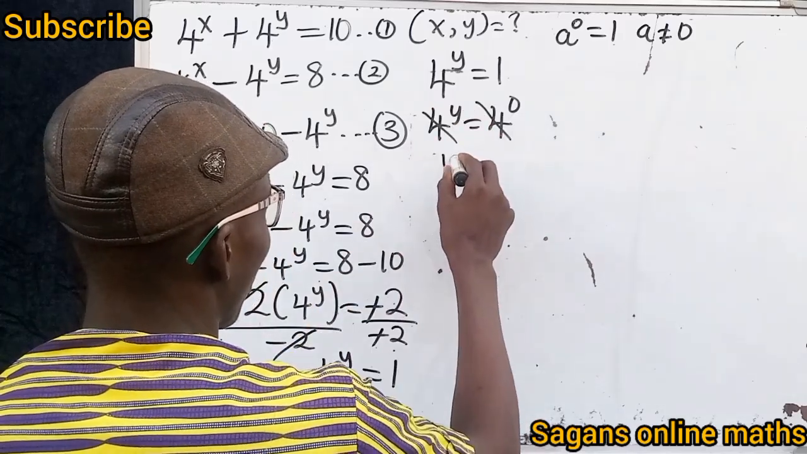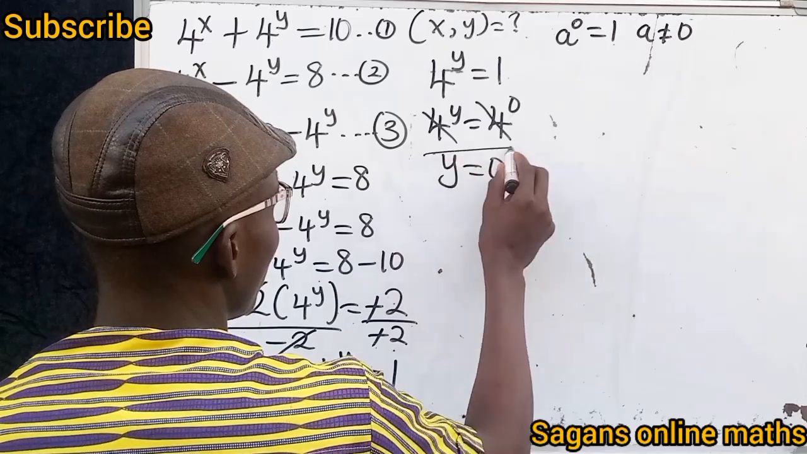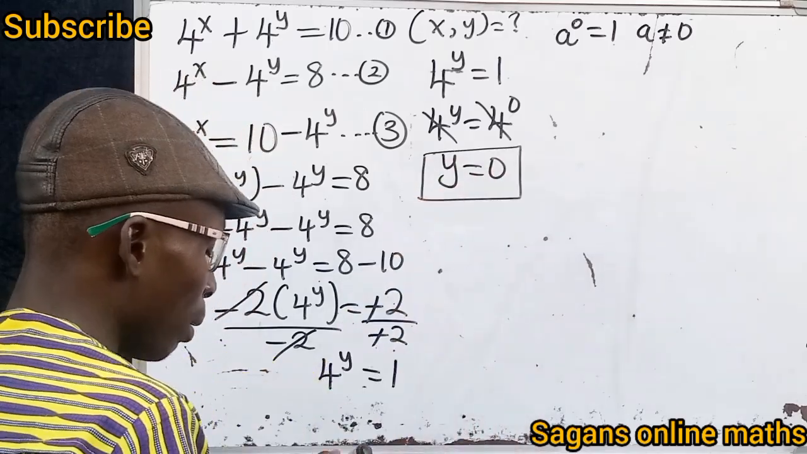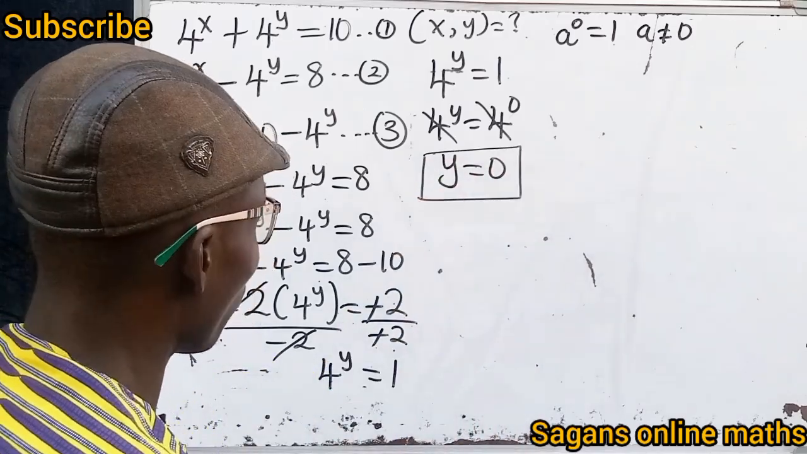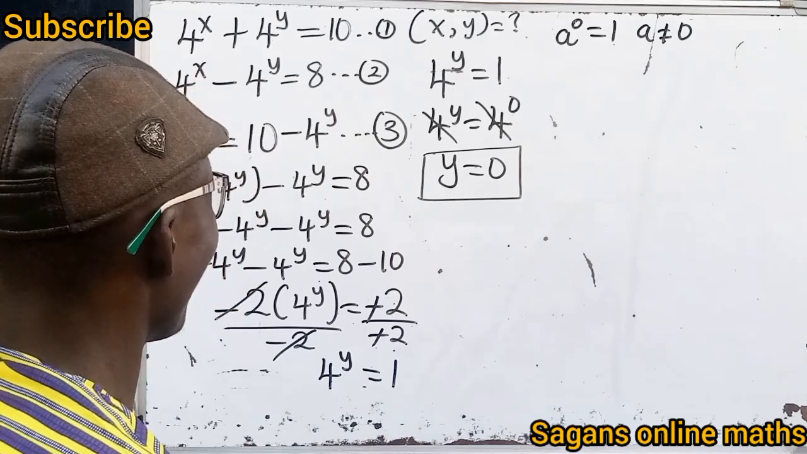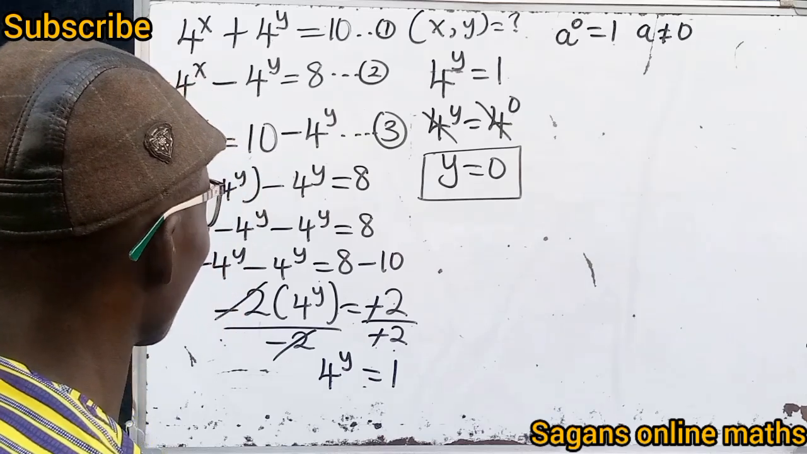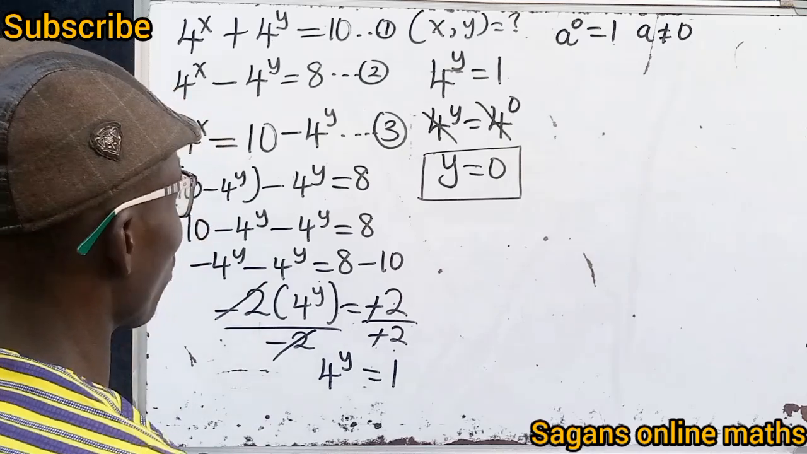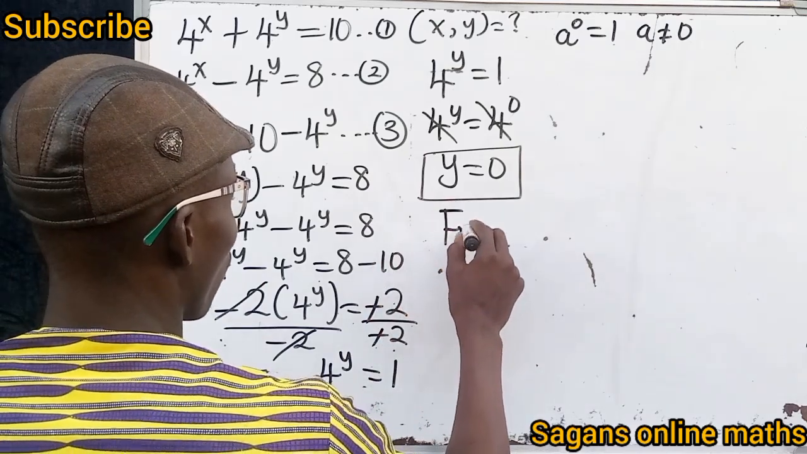Okay, so now see that our y is equal to what? 0. This is the value of y. Remember we are asked to find the value of x and y, but luckily we are getting that y is equal to 0. Wow, this is interesting. Now let's go back to equation 3. Look at what we are going to do in equation 3.